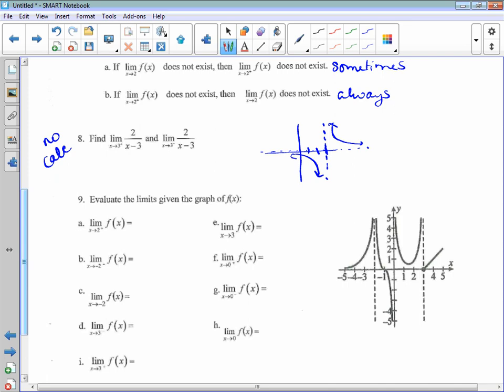Alright, so the limit as x approaches 3 from the right, what would you tell me? Infinity, does not exist. What about from the left? Negative infinity, does not exist. Perfect. So if I asked you just as x approaches 3, you would just say does not exist, right? Okay. Alright, one more little section where you're going to do it from the graph.